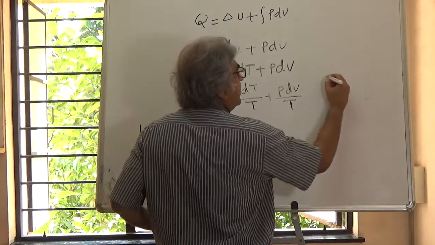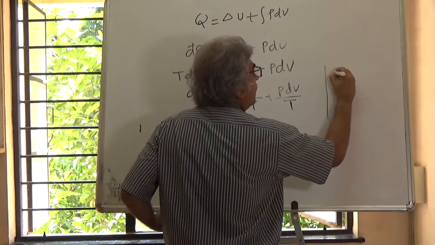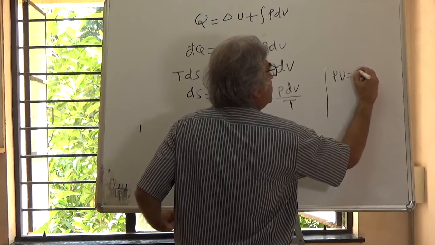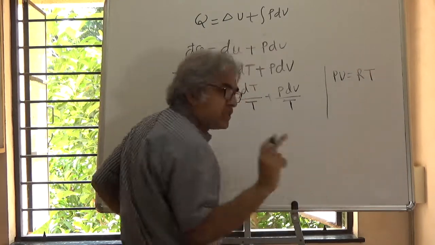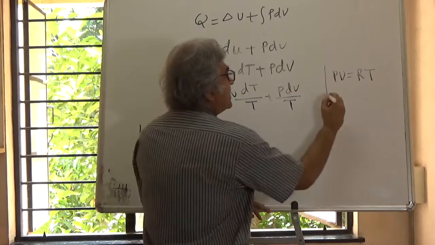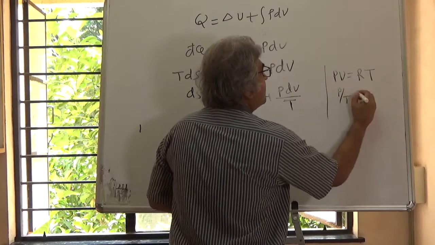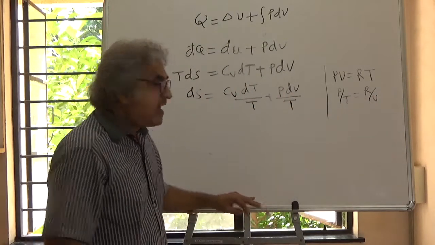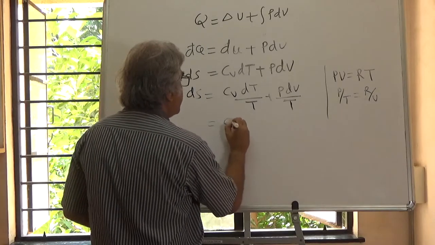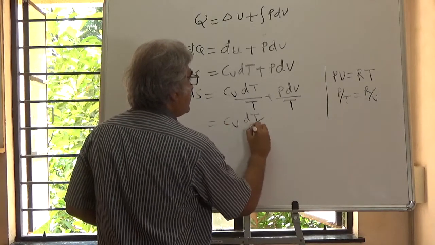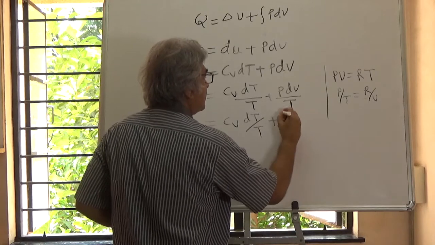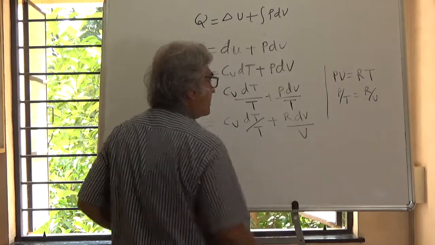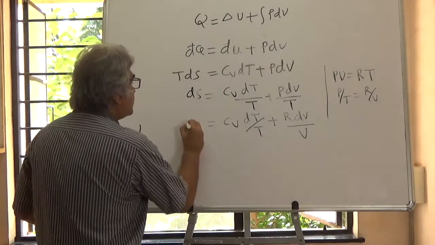We know the general expression, the characteristic gas equation: PV is equal to RT. M is 1, so PV is equal to RT. Essentially P by T is R by V. So I can substitute P by T as R by V. So this is Cv dT by T plus R dV by V.